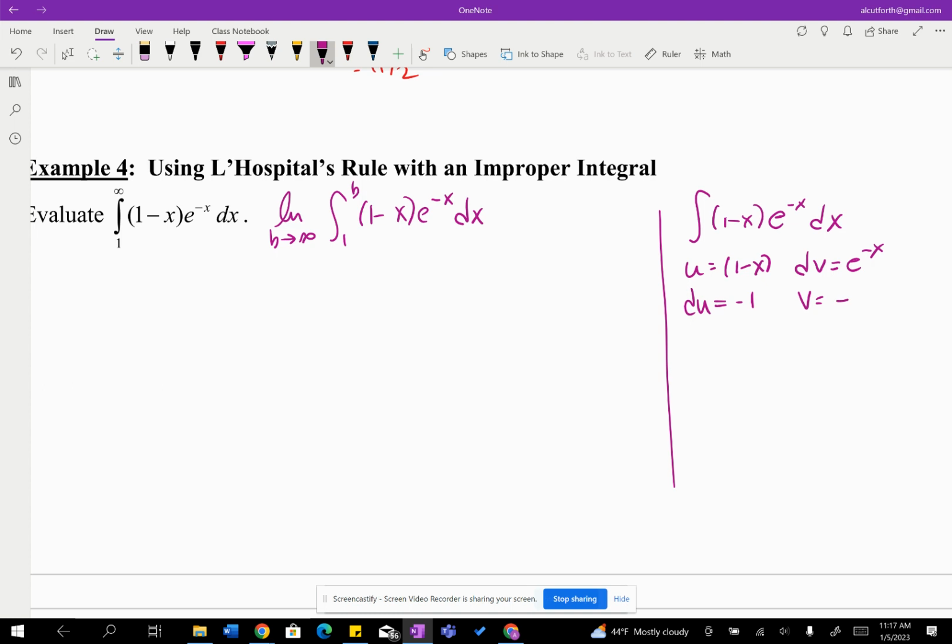V is going to be negative e to the negative x because we're doing an antiderivative. And remember, with that negative up top, we have to undo the chain rule. So you can do a u sub if you want, or you can just think about the fact that if I did the derivative of that, I would get a negative. So I have to combat that negative there.